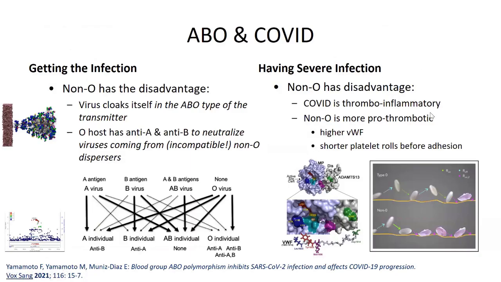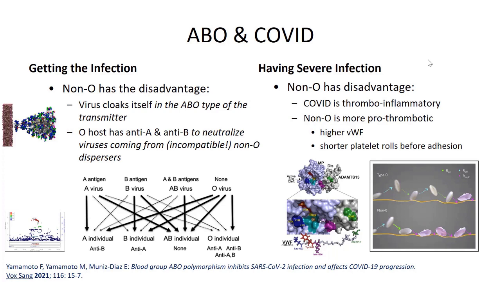Now, ABO also has relevance in COVID. There was quite a striking signal on various GWAS studies, and these Manhattan plots showing a high frequency of relationship at the locus of the ABO polymorphism. Non-Os are likelier to get COVID, and non-Os are likelier to have severe infection. So this is even more complex or dualistic than the malaria story, where it's not about your ABO influencing whether you get the infection, but rather the severity.